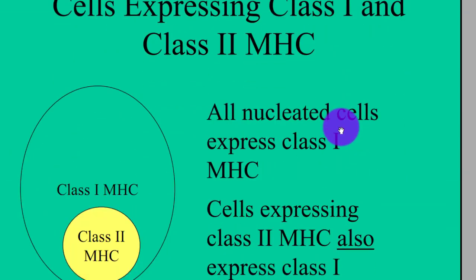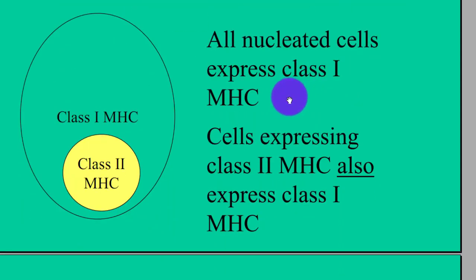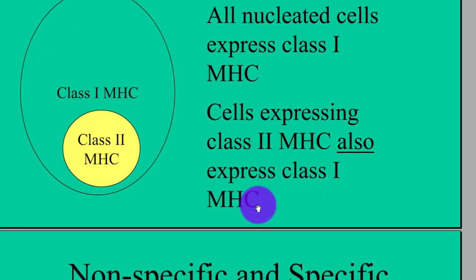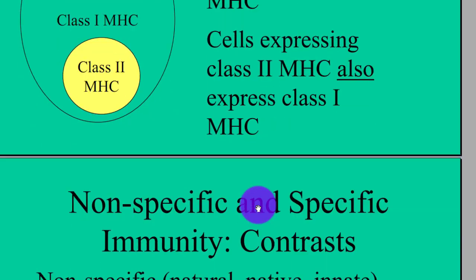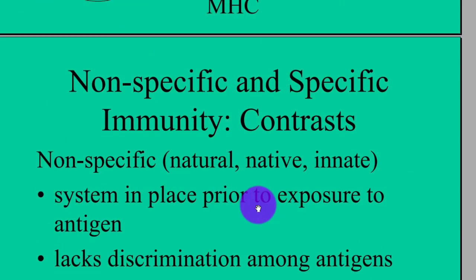Cells expressing class 1 and class 2 major histocompatibility: all nucleated cells express class 1 major histocompatibility. Cells expressing class 2 major histocompatibility also express class 1 major histocompatibility, MHC.